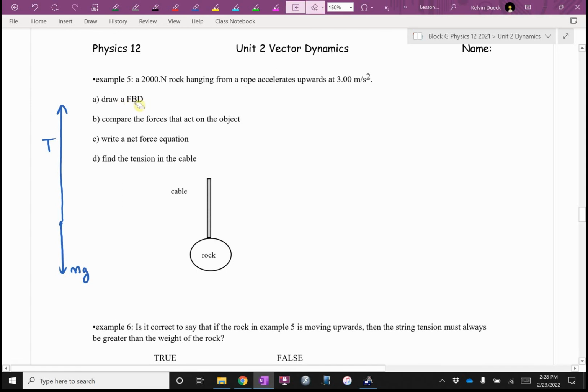So A says draw a free body diagram. B says compare the forces. I did both in one step. I compared them with my arrow lengths.